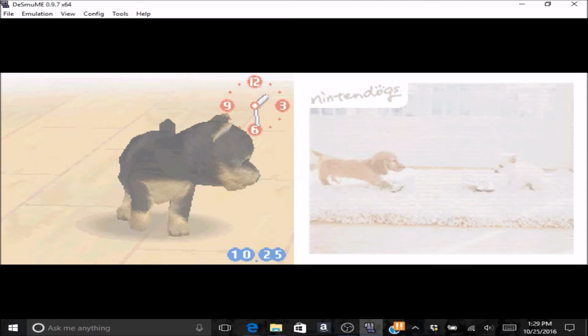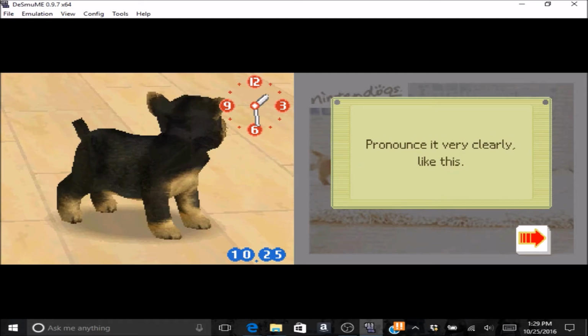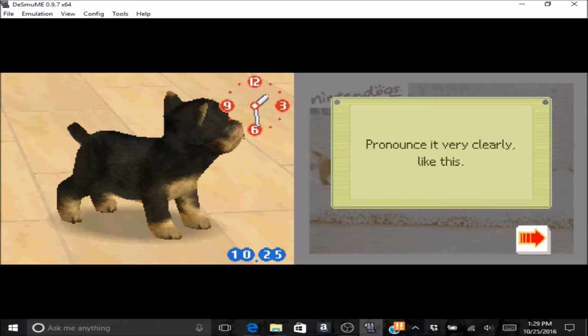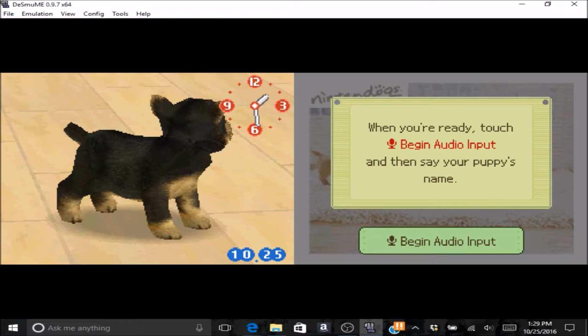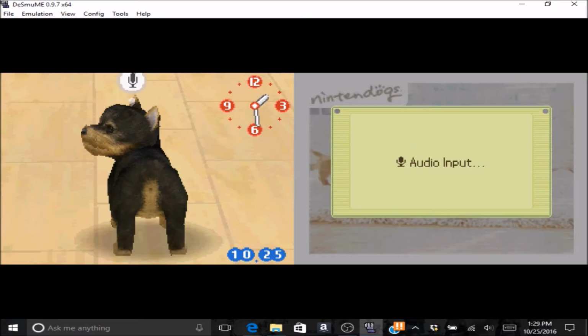Surely you must have an idea of what you want to call this puppy, don't you? Good, because it's time for you to name your puppy by saying its name out loud. Pronounce it very clearly. I'm gonna call her Gertrude. Begin audio input. Gertrude! She doesn't seem to understand you. Try saying her name again.